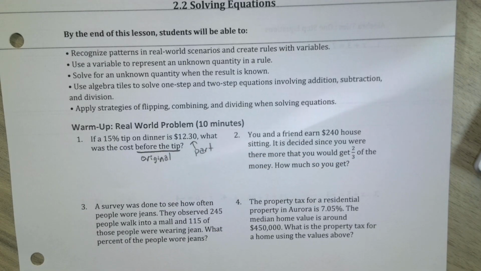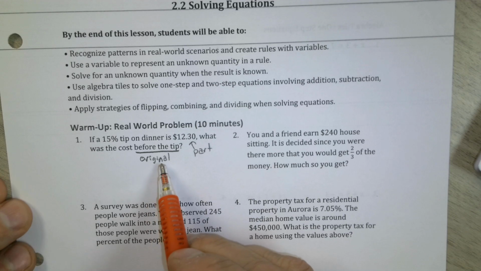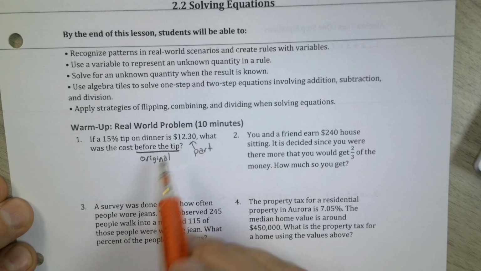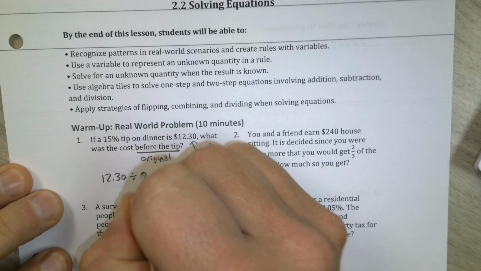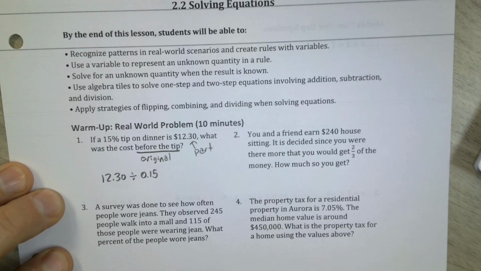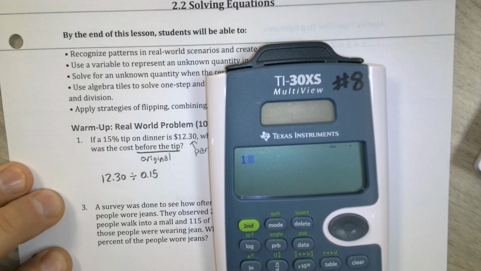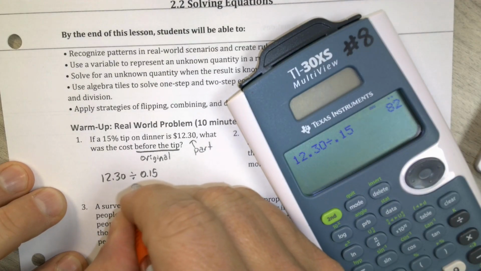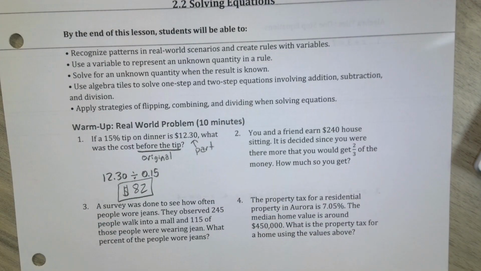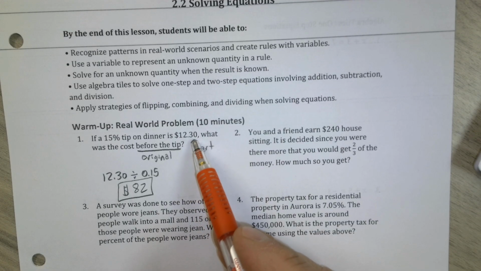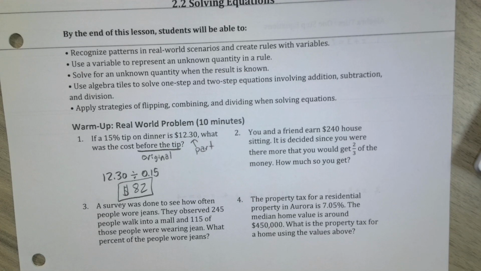We talked about in lesson 2.1, if you want to find the original value, this is going to be a division problem. You take your $12.30 and divide it by the percent. So we take the $12.30, divide it by 0.15, and that is your original value, 82. So $82 was the original cost of the meal prior to the tip. Or in other words, you're tipping $12.30 on $82.